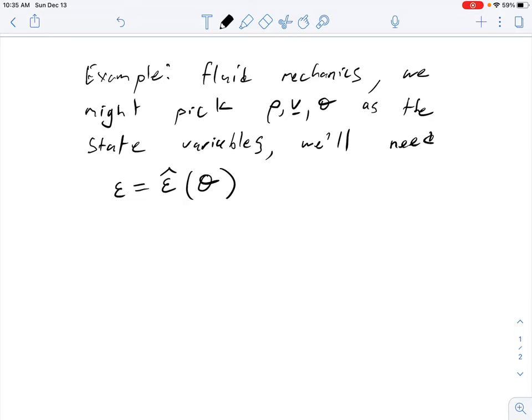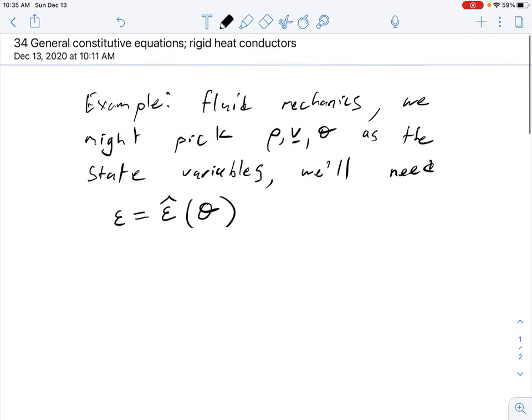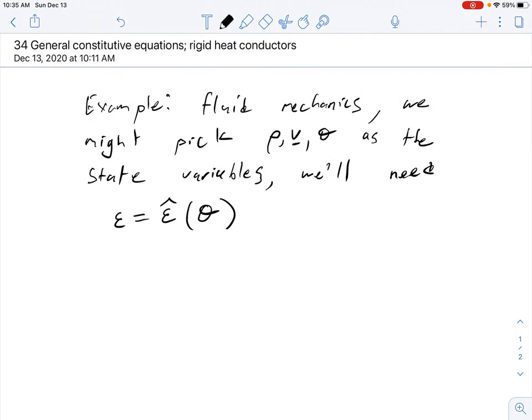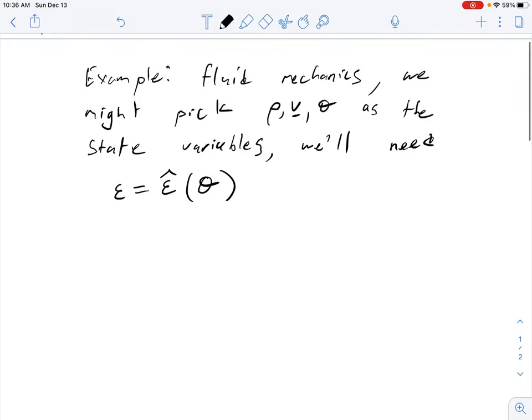We'll show in the rigid heat conductor case. So we're going to develop a constitutive response function for rigid heat conductors and find all the thermodynamic restrictions on it today. And the next time we'll do it for fluids. But we'll find that the internal energy is going to be a function of temperature. Likewise, the specific entropy is going to be eta hat of the temperature.